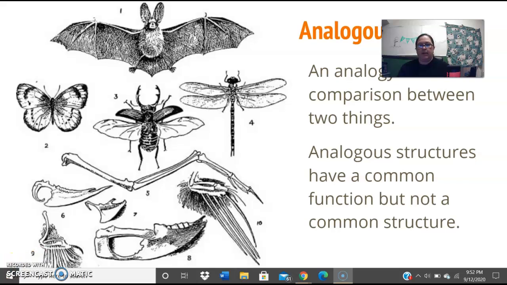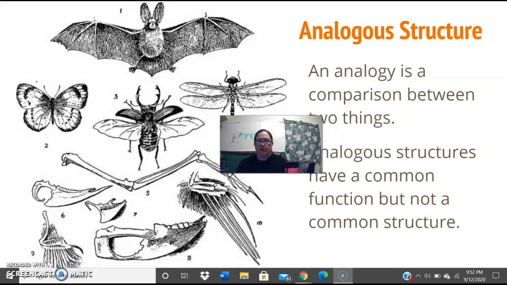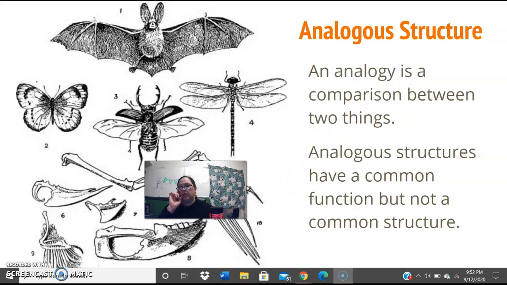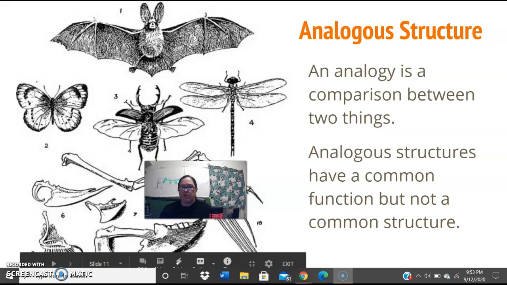All right, so analogous structures then. An analogy in English class is a comparison between two things. So analogous structures have comparable functions, but they do not have common structures. So they're thought not to have shared ancestry. So we've got the bat, the butterfly, and the insects. They all have wings and they can fly, but the structures in the wings are different. So they have a common function, but not a common structure.